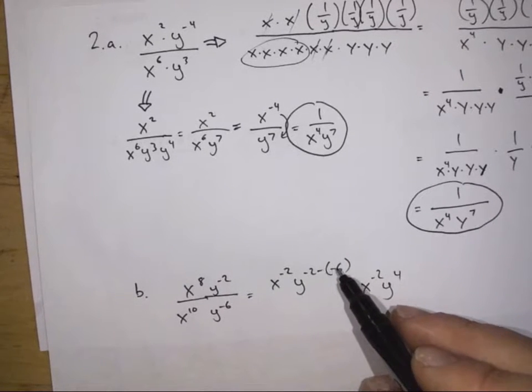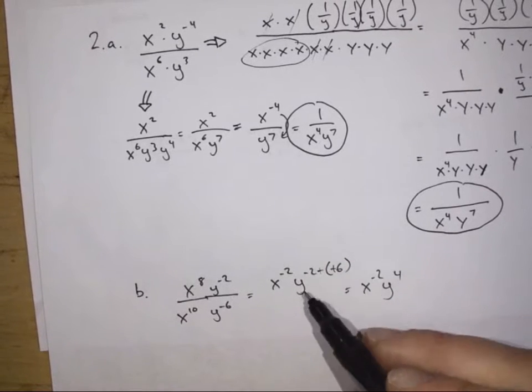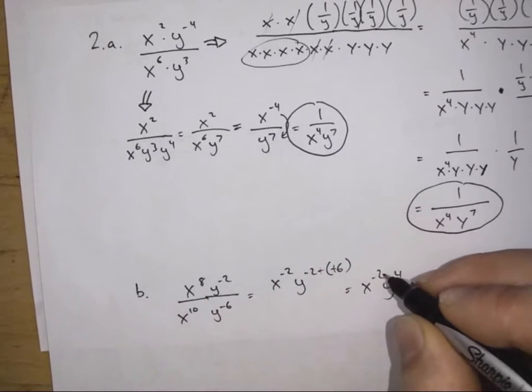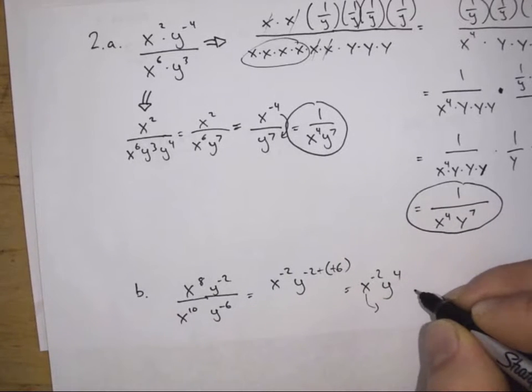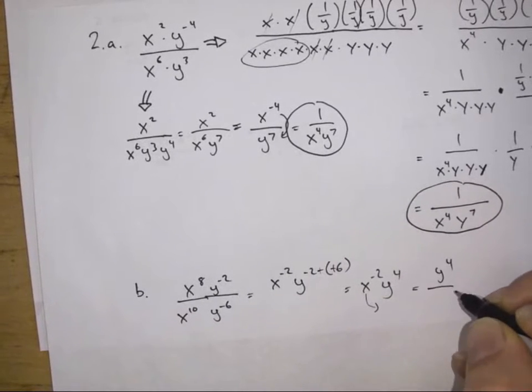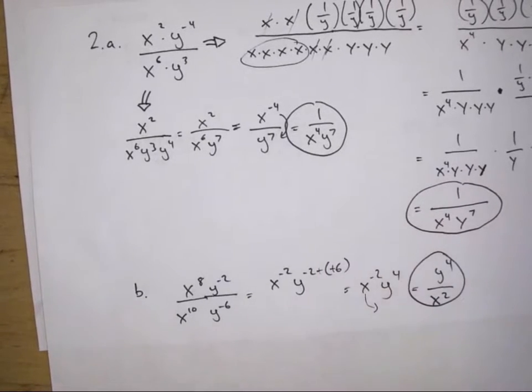Negative 2, take away 6 is like adding, take away negative 6 is like adding 6. That gives us 4. All right, and then lastly, we want to get rid of our negative exponents. So we're going to flip that one to the denominator. And we get y to the power 4 over x squared. Like so.